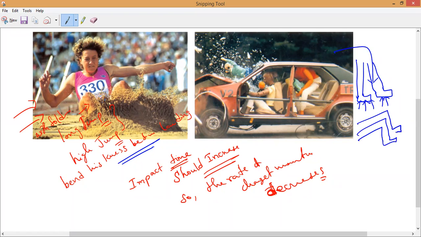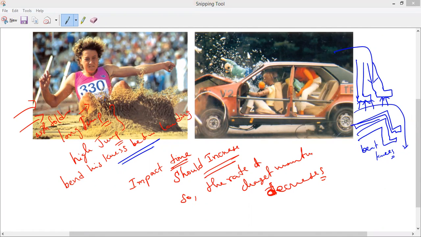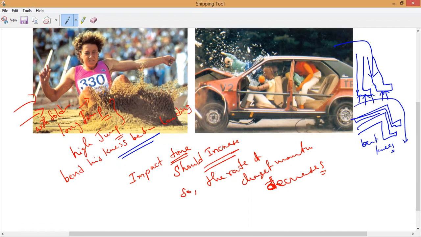Now, if I bend my knees, what is happening? My legs take some time to land and touch the ground. So I will be in the air for a slightly longer period, so the exerted force from the ground will reduce, and no injury will be caused. So the time of fall increases. That is what we call impact time.